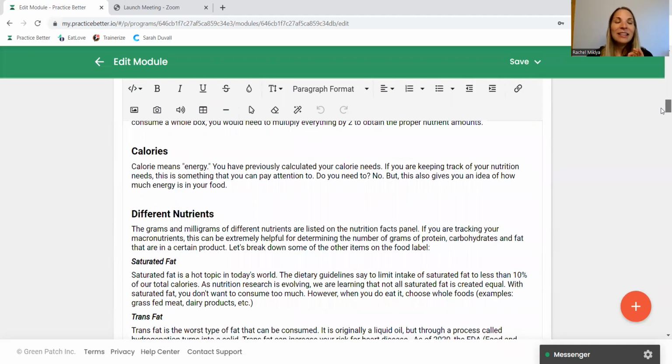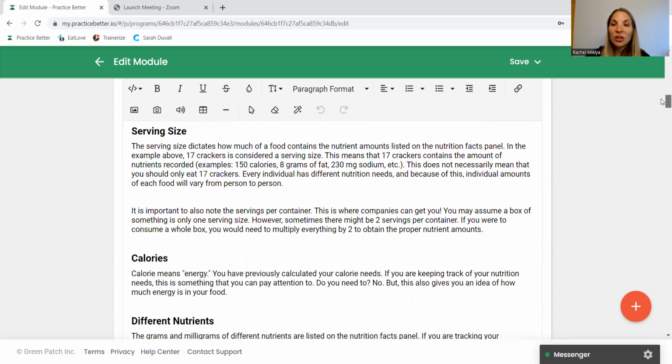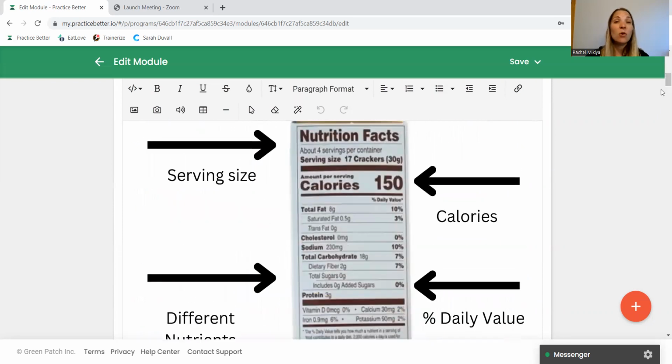Now, calories. Like we've said before, calories just mean energy, and you have previously calculated your calorie needs. Some people want to pay attention to calories, some people don't. But basically, calories is what is listed on the nutrition facts panel. Now, the different nutrients: it's very important to pay attention to these if you're trying to count your different macronutrients, so protein, fat, and carbohydrate intake. You can look at a nutrition facts panel, and let's say you're just trying to focus on getting your protein intake up. On this, you'd see protein 3 grams in 1 serving size.